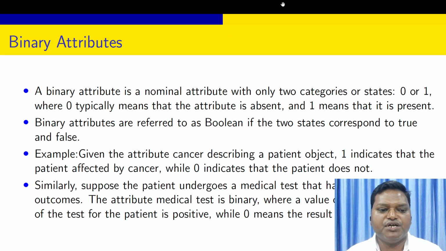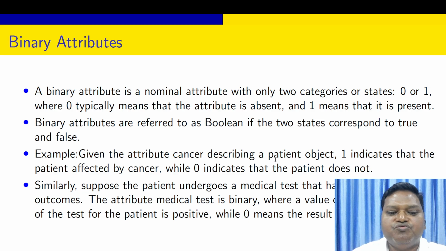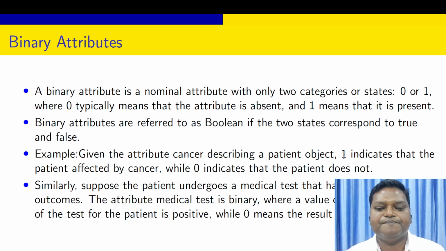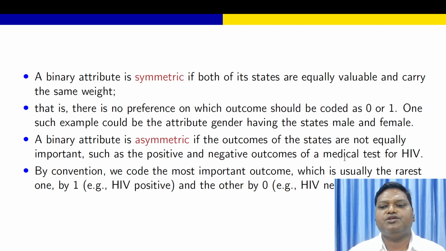True is indicated by 1. So, suppose you are dealing with a machine learning problem, you want to classify whether a given person has cancer or not, then that is a binary classification problem. The answer will be 1 or 0. 1 means he is affected by cancer. 0 means he is not affected by the cancer. So these are binary attributes which have only two values.